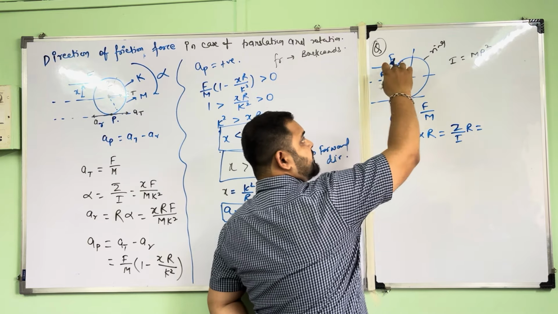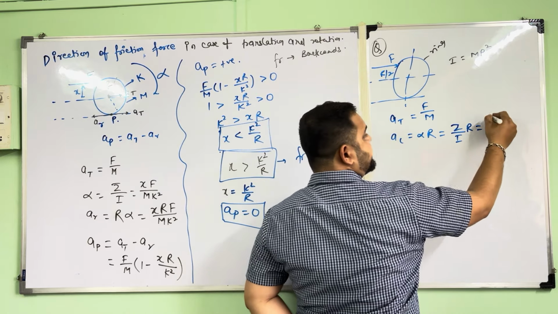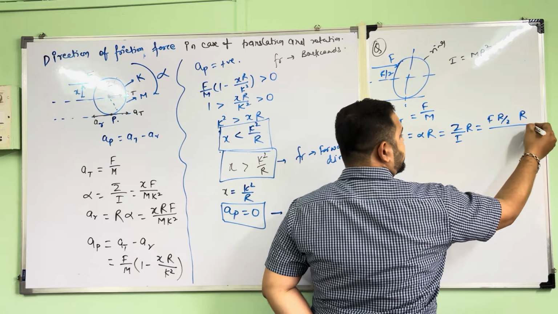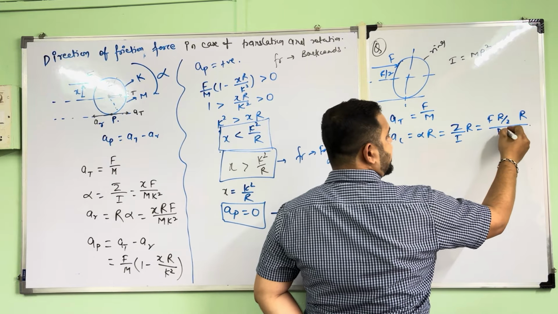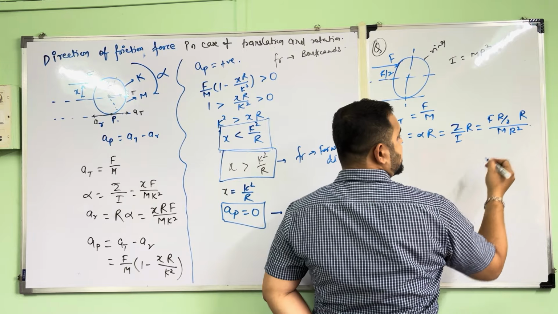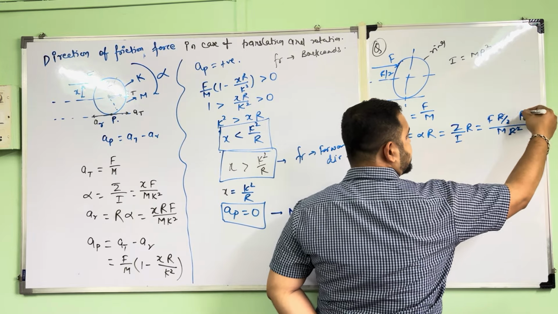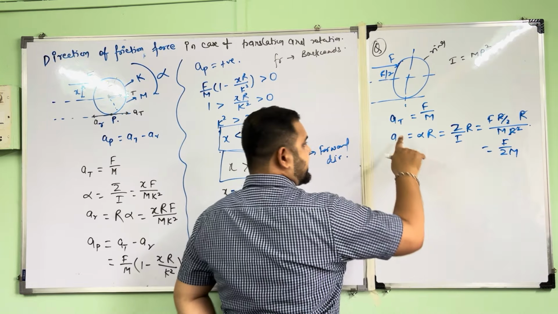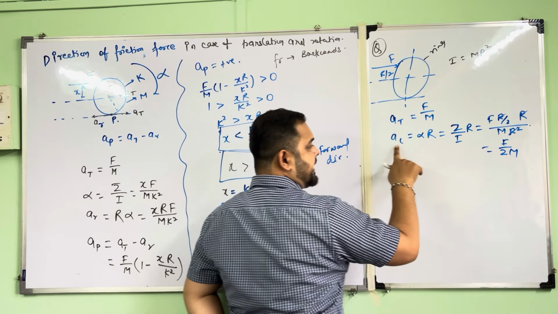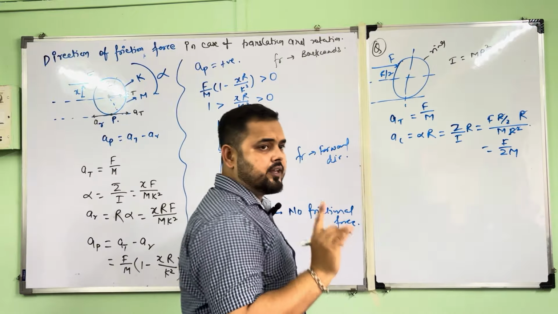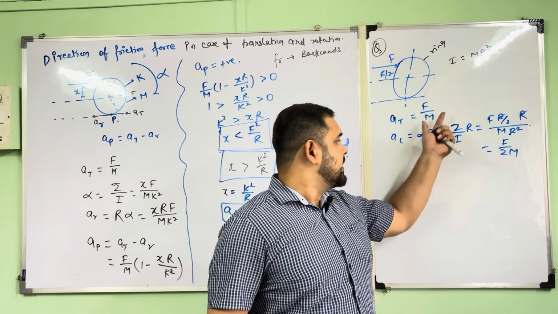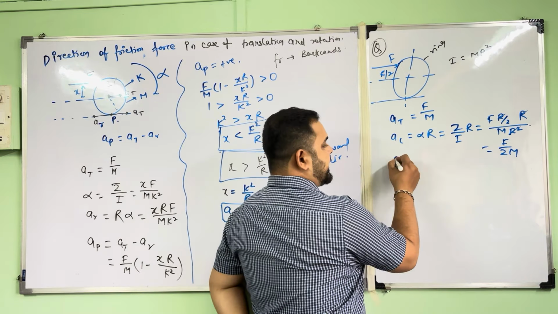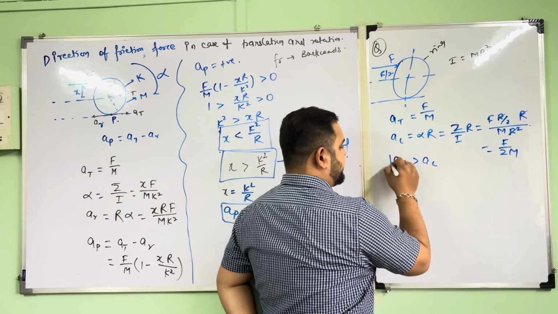So what is torque for this force? That is F into R by 2, and this R divided by I, that is M R square. So this R square is cancelled by these two. So F by 2M. So clearly we can say AT is F by M and AC is F by 2M. Very straight answer. AC is half of AT. So we can say AT is greater than AC.